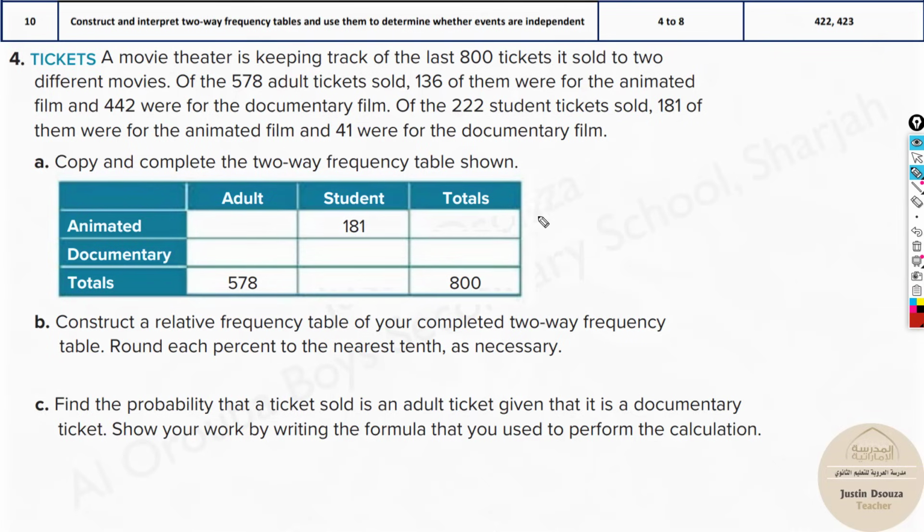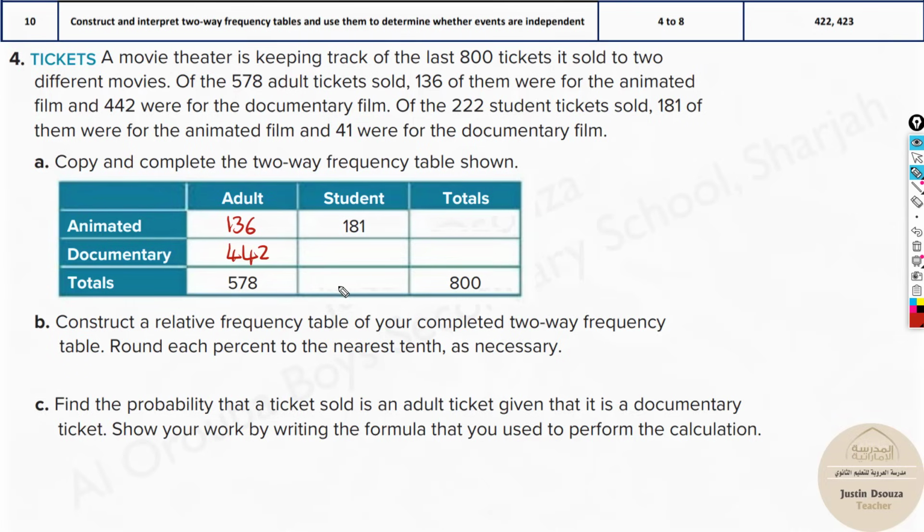Here they have given a frequency table, but it's incomplete. Let's complete it. Animated, adult. So you need to just see adult tickets. How many of them were for animated? It is 136, so this is the answer over here. How many were adult tickets for documentary? It was 442. The total below over here is the total adult tickets, 578, yes, it matches.